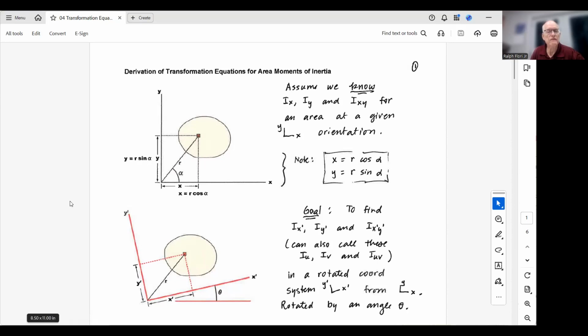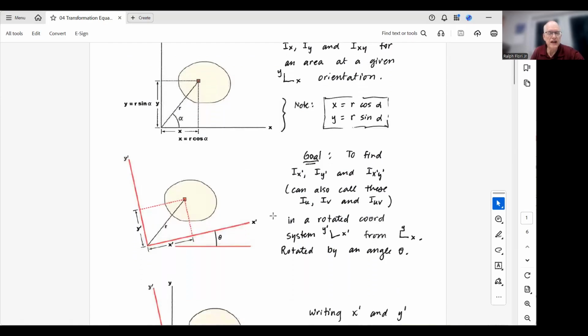Next, we're going to draw a set of rotated axes. This set of rotated axes are rotated at an angle theta from the original x-axis. We still have the same r distance, and we're going to call this an x prime, and we're going to call this a y prime distance. And our goal is to find the moment of inertia of this same area about this x prime axis, about this y prime axis, and a product of inertia Ix'y' about this rotated set of axes.